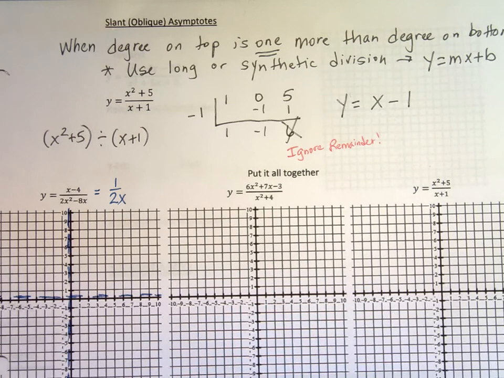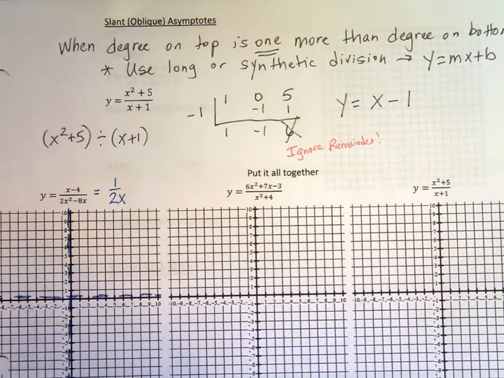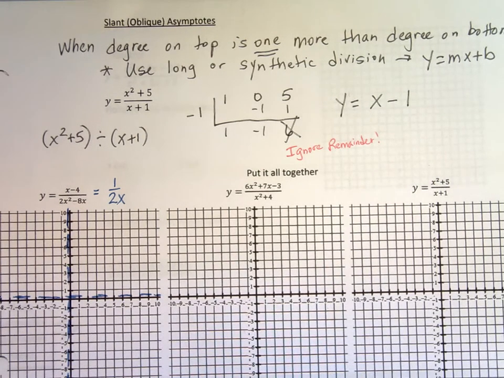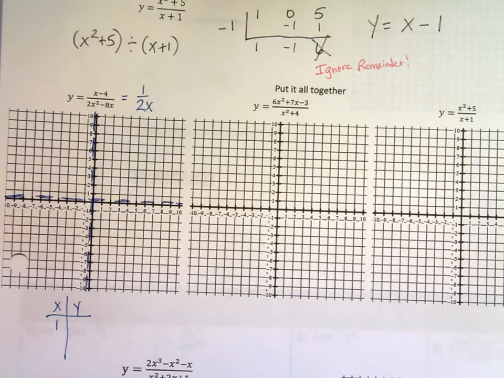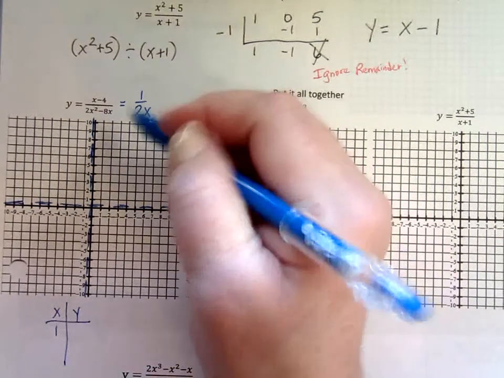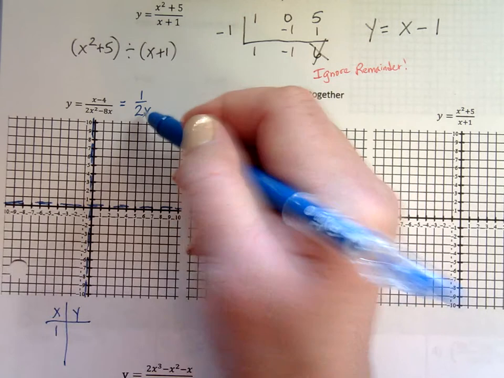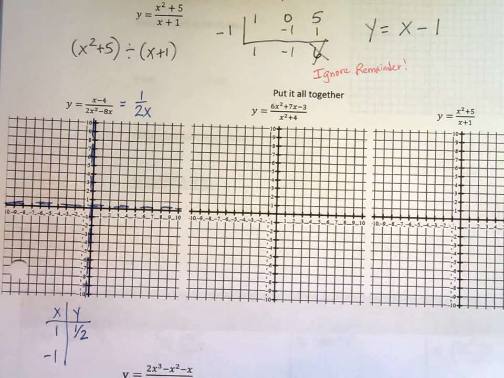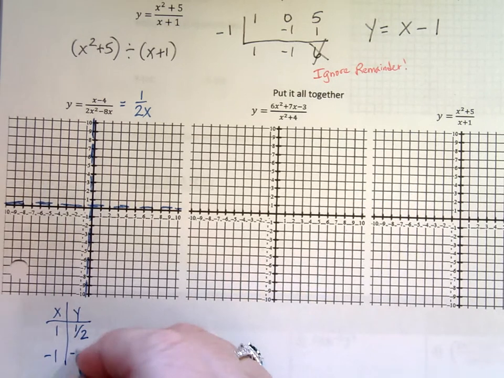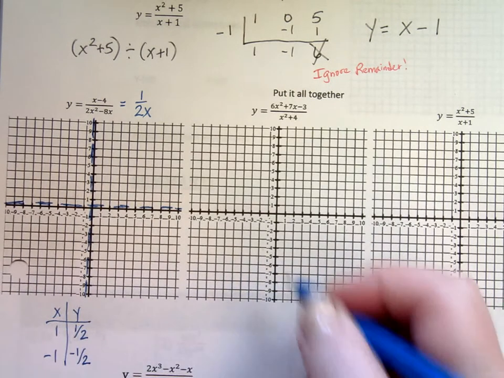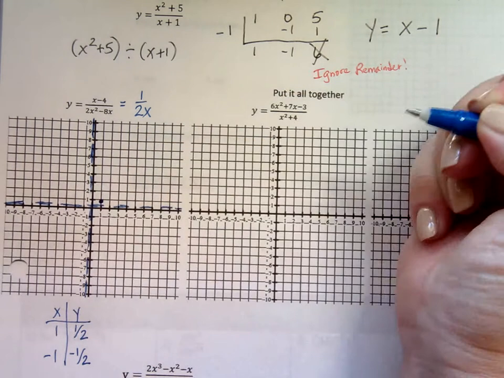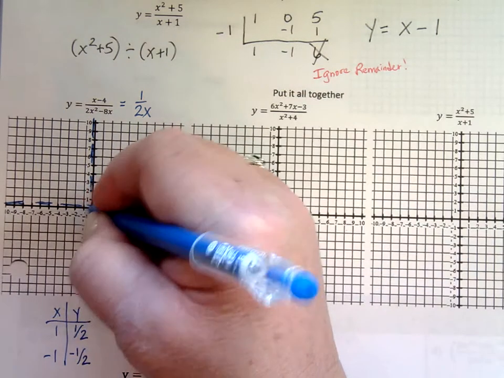Say for example, I'm going to put it down the bottom here. Say for example that x is 1. Oh, you can't see me. Now you can see me. If x is 1, put a 1 into here, I get a 1 over 2, I get a 1/2. How about if I put a -1 in there? I'll get a -1/2. Well, let's plot those two points. If I'm at 1, 1/2, I'm in this neighborhood. And if I'm at -1, -1/2, I'm in this neighborhood.